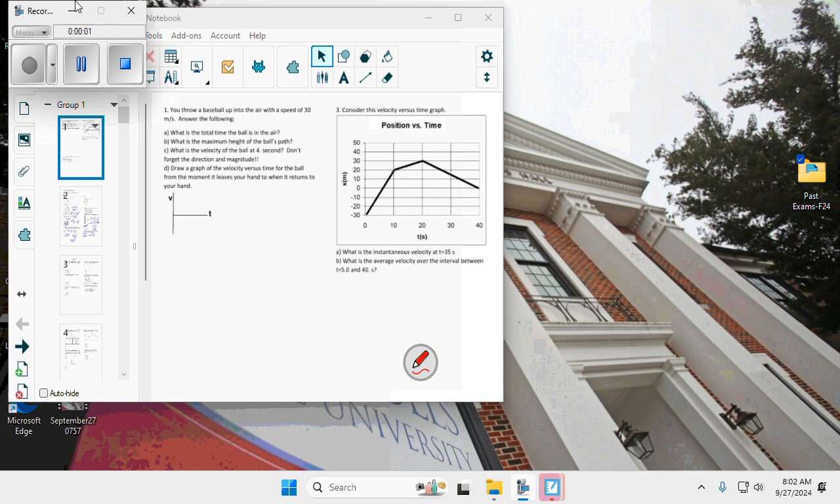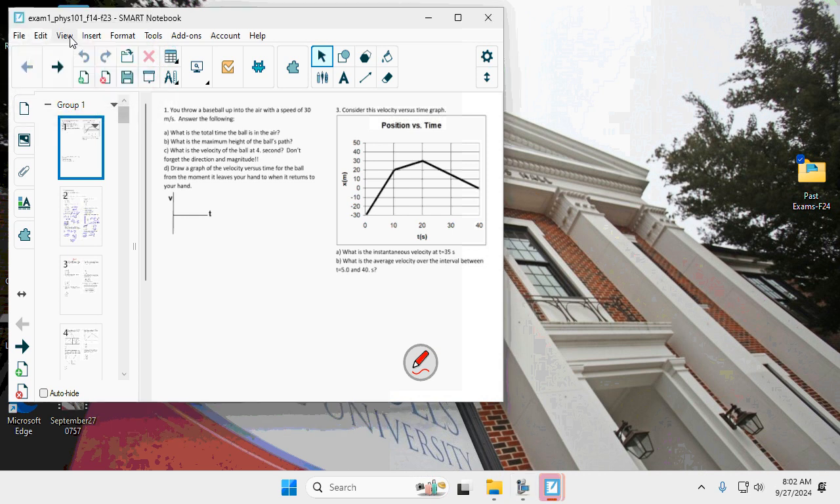Get started. See effect there? Okay, good.